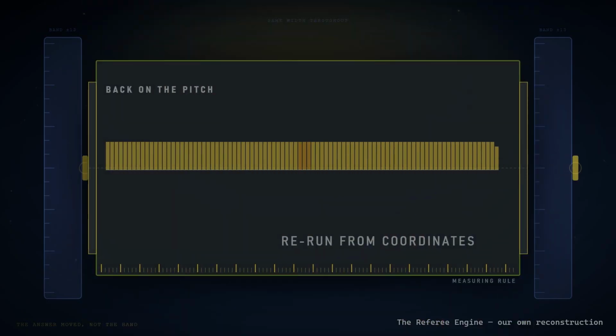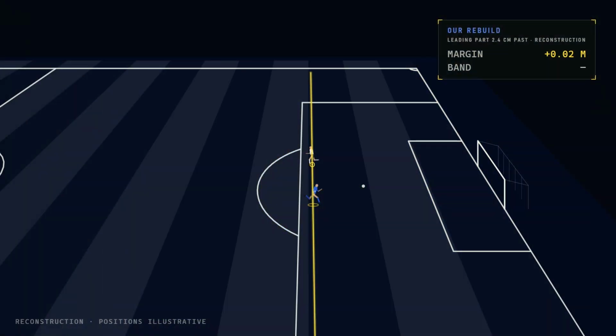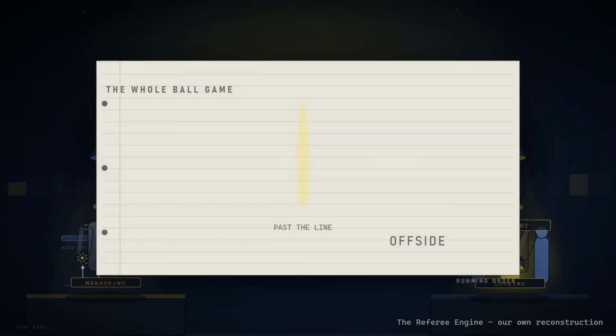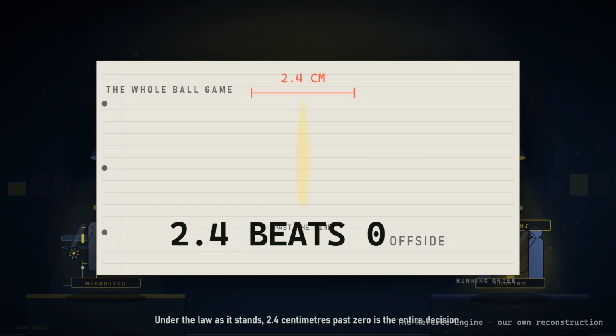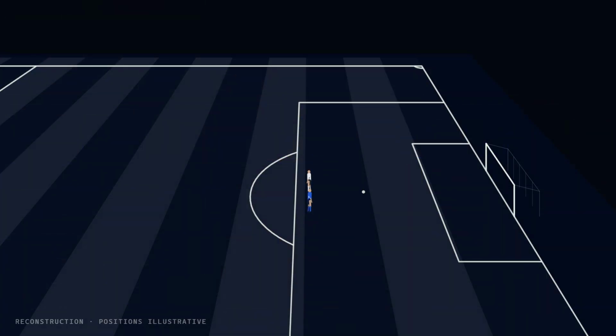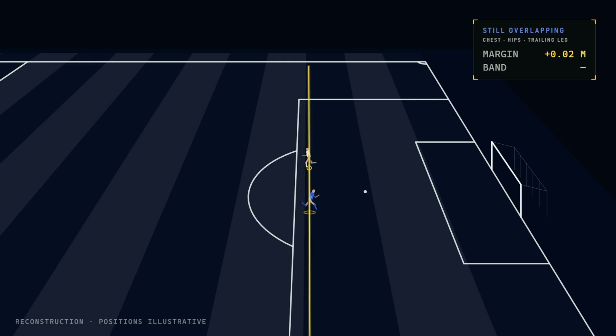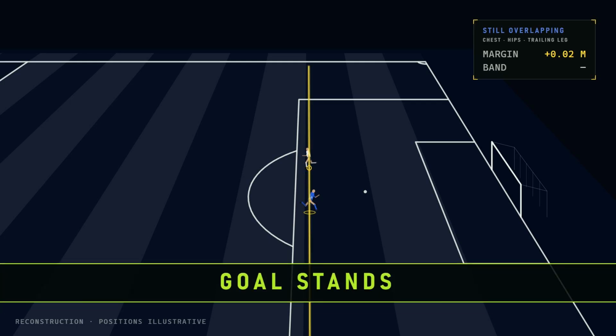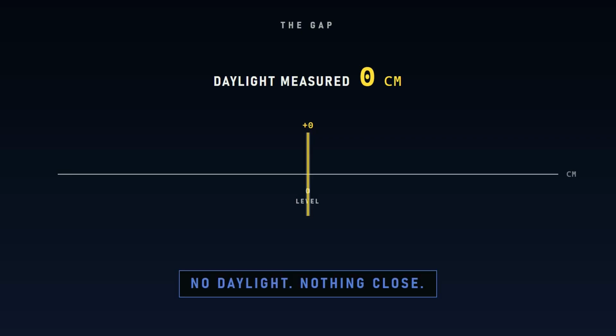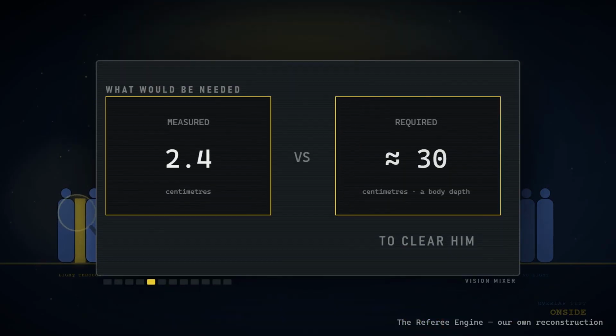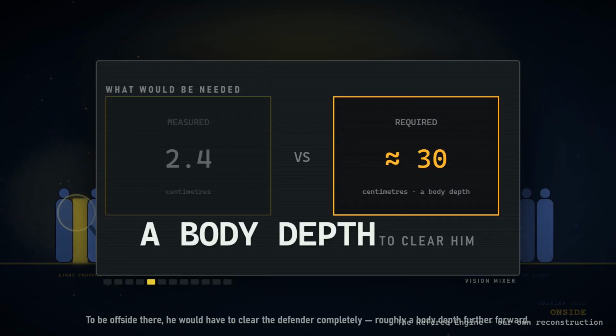So put your 2.4 back on the pitch. On our reconstruction, the attacker's leading part is 2.4 centimeters past the defender. Under the current law, that is the whole ball game. 2.4 beats 0. Offside. Under the trial law, that shoulder is irrelevant. His chest, his hips, his trailing leg still overlapping the defender. There is no daylight, nothing close to it. To be offside there, he would have to clear the man completely, roughly a body depth further forward.